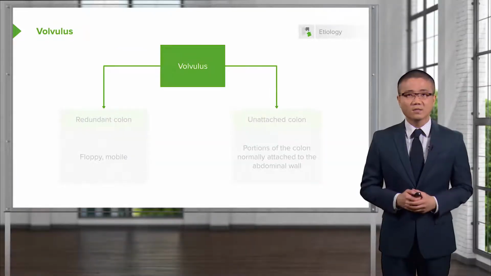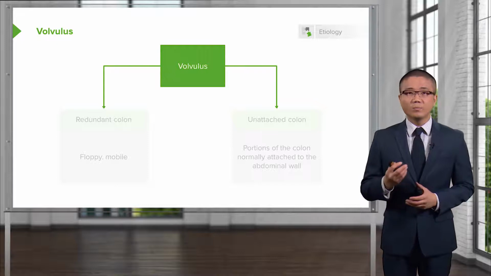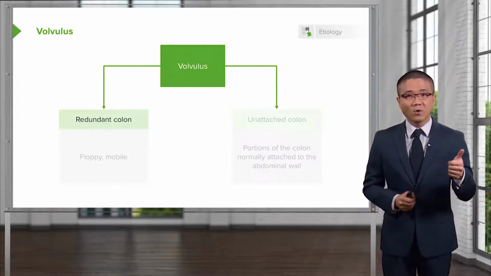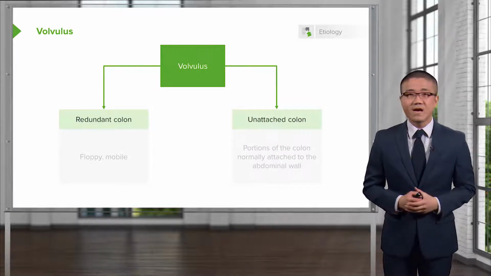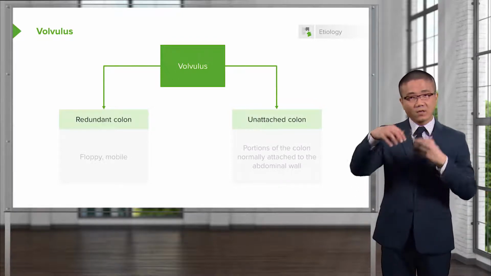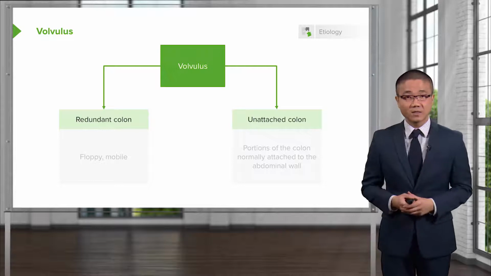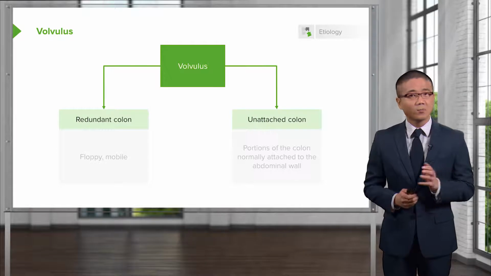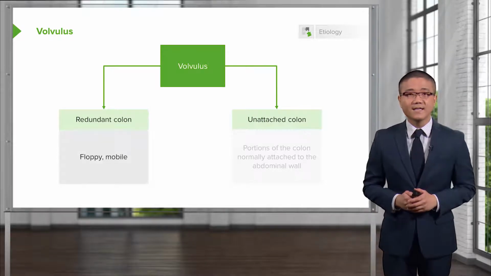What are the causes of volvulus? We typically think of two things that have to happen. You have to have a redundant colon and portions that are not attached. This allows for twisting of the intestines, particularly the large intestines. In the redundancy of the colon, the sigmoid colon is particularly a classic representation of volvulus. The sigmoid colon, by nature, is anatomically floppy and mobile.